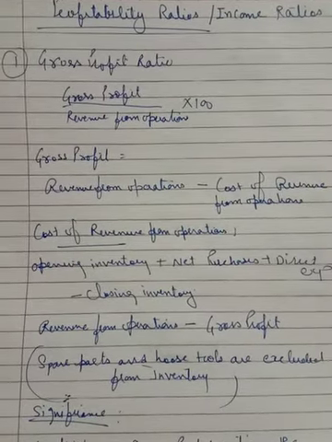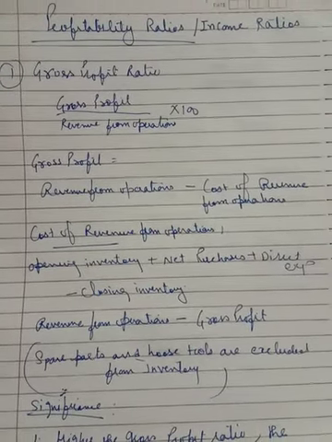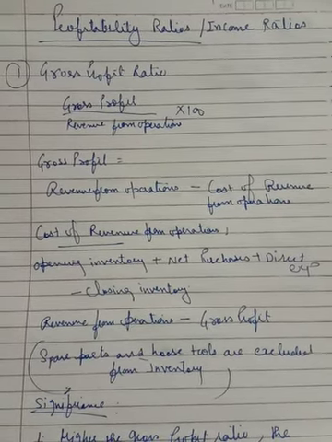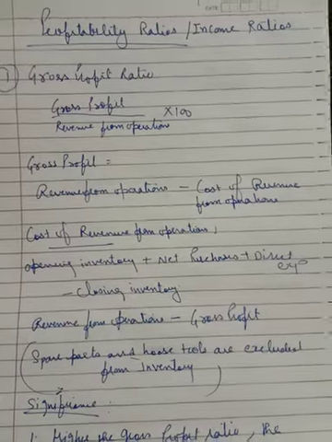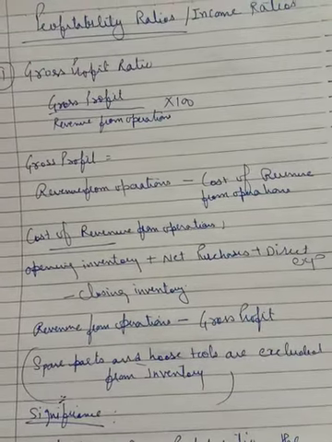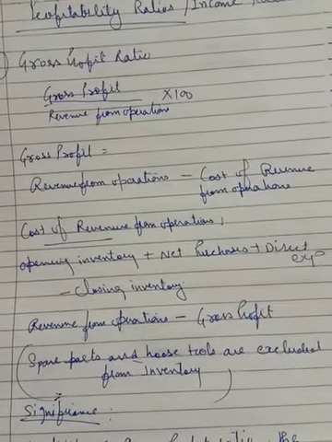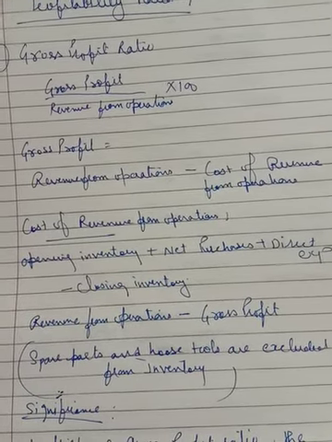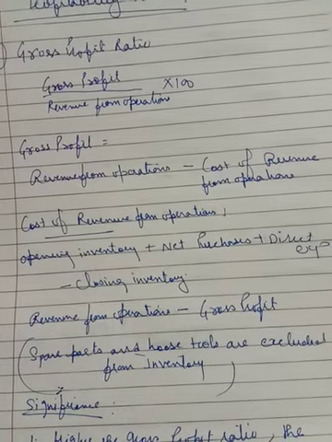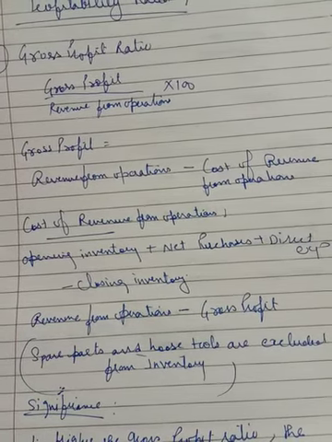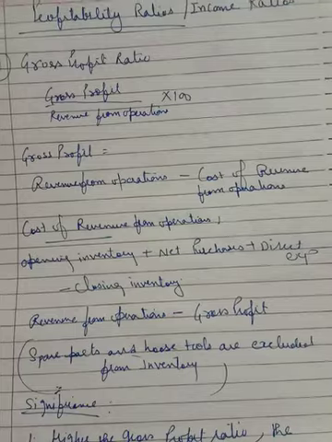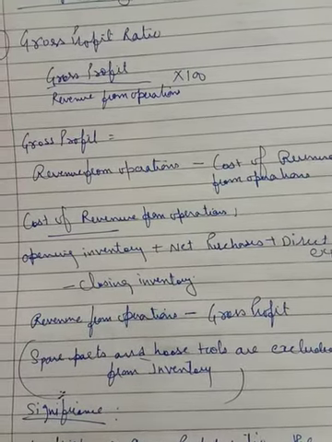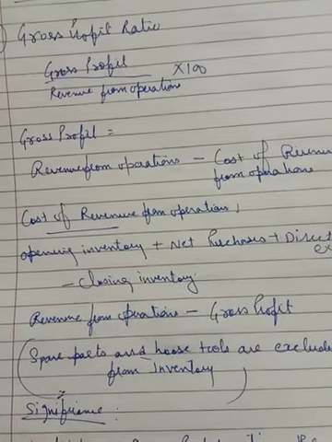So gross profit ratio basically considers the cost of revenue from operation, and only the direct expenses are included over there. Indirect expenses or non-operating income are not included over there. So most of the operating income is also not considered while calculating gross profit.